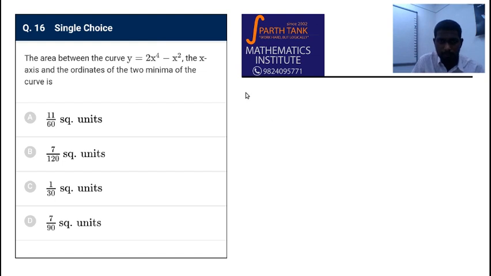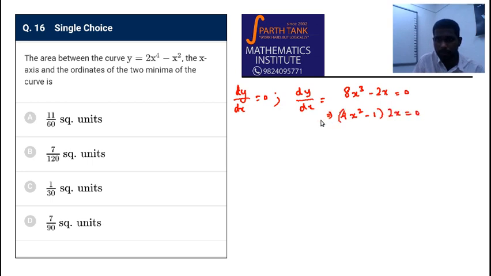So what do we get? Y is this, so minima will occur at y dash or dy by dx is equal to 0. Therefore let's find dy by dx. This is nothing but 8x cubed minus 2x is 0, or 4x squared minus 1 into 2x is 0. This gives us x is 0 or x is plus or minus 1 by 2, right? Okay, so there are 3 points. Now which of these are minimum, which of these are maximum?